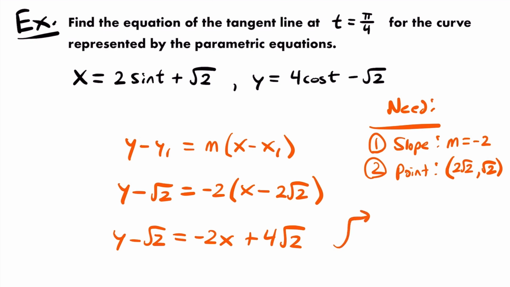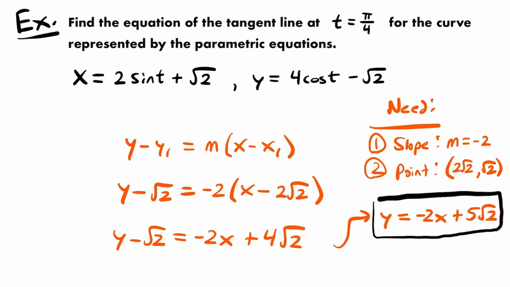All right, so what we'll have is y is equal to negative 2x plus 5 square roots of 2. We're just adding the square root of 2 to both sides of the equation, so that cancels out with this negative square root of 2, and then on this side, we have 4 square roots of 2 plus another square root of 2, which is why we have 5 square roots of 2. All right, so y equals negative 2x plus 5 square roots of 2 is the equation of the tangent line at t equals pi divided by 4 for the curve represented by these parametric equations.